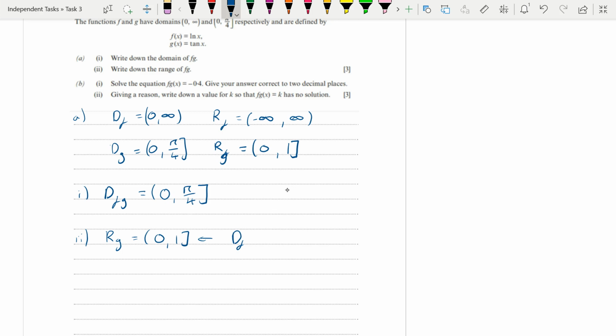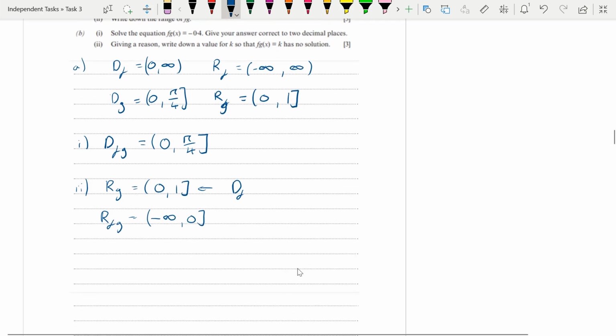So I've got to think about it. If I put 0 to 1 into here, what kind of answers do I get out? So for my new range of f of g, if I put 0 into f, I get really big negative numbers. If I put 1 into f, I get 0. So it's restricted very slightly compared to the range of f at the end. So it's not always going to be the same here.